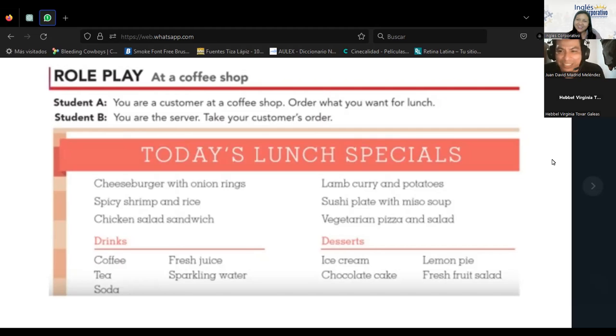Okay. No nos van a regañar. Yeah, of course not. Great job. I like that you are looking at a real customer and a real server. Now, maybe what you can do is change the roles. Now change the roles.